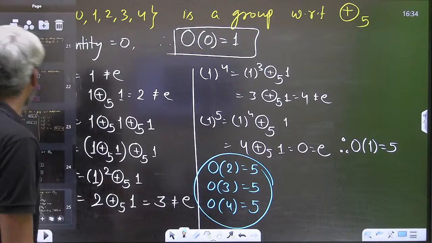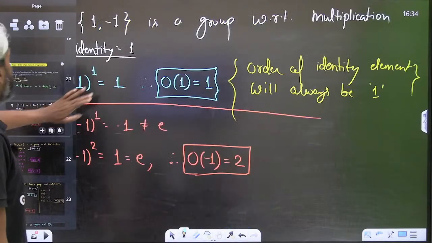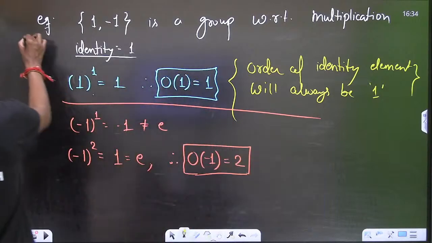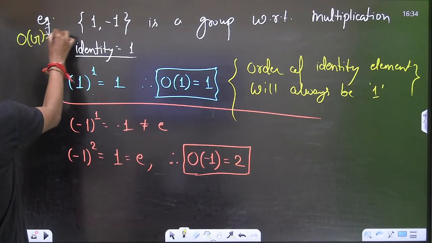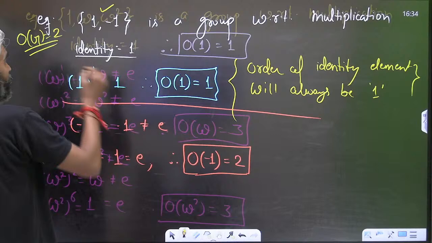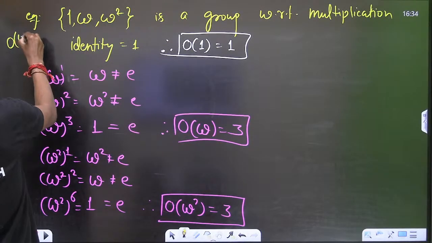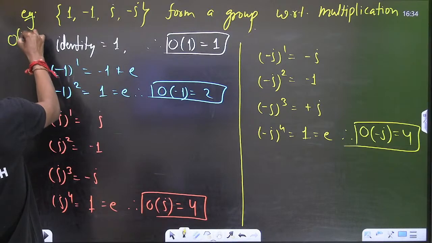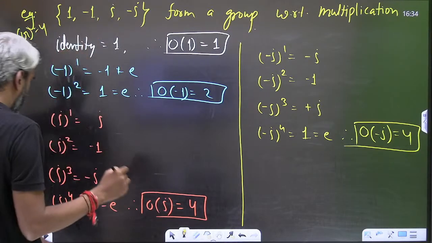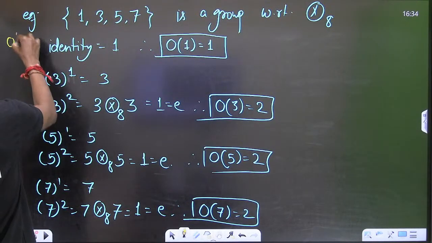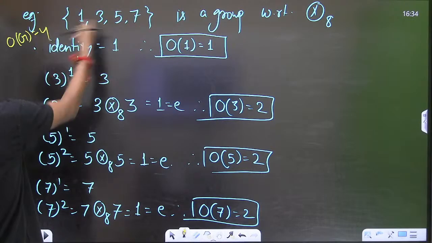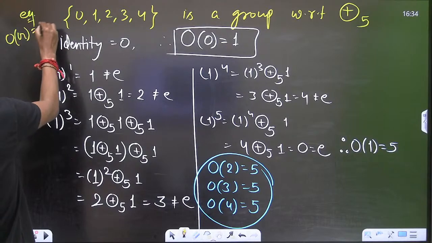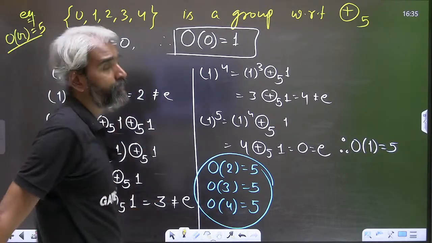Now please try to analyze certain things. In this first example, what is the order of the group? There are two elements in the set. In this example, the order of the group is 3 because there are 3 elements in the set. Here the order of the group is 4 because there are 4 elements in this set. Here also the order of the group is 4. And here the order of the group is 5 because there are 5 elements in this set.